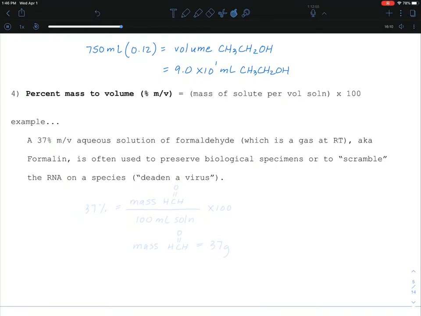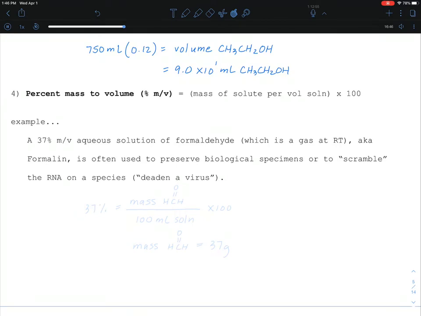And on the label, it will tell you this is a 37% mass to volume ratio. You see that? M over V. So it's telling you the mass of the solute, in this case the formaldehyde, per volume of solution. So if I've got a 37% mass to volume aqueous solution of formaldehyde, otherwise known as formalin, then what would be the actual mass of the formaldehyde in that particular solution?